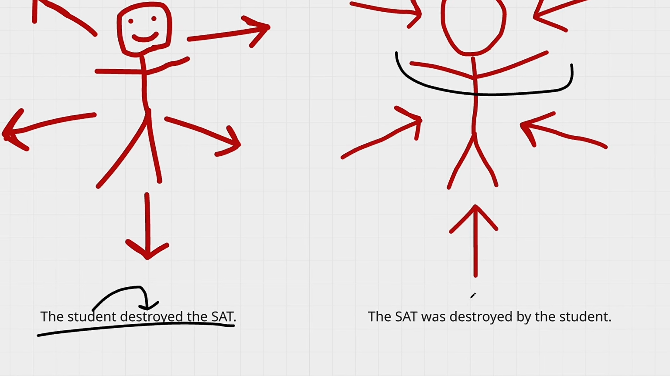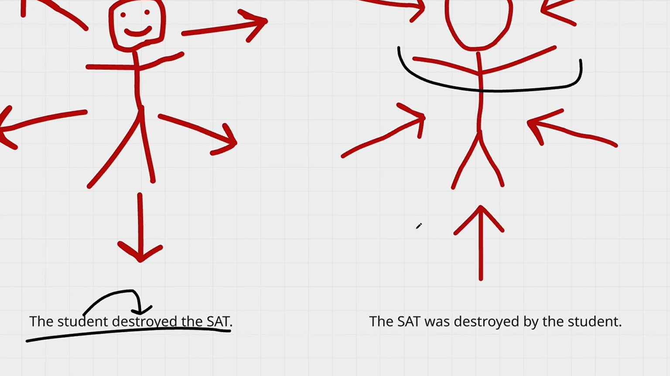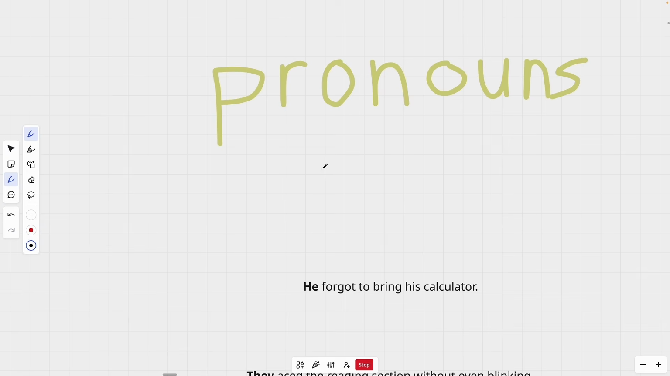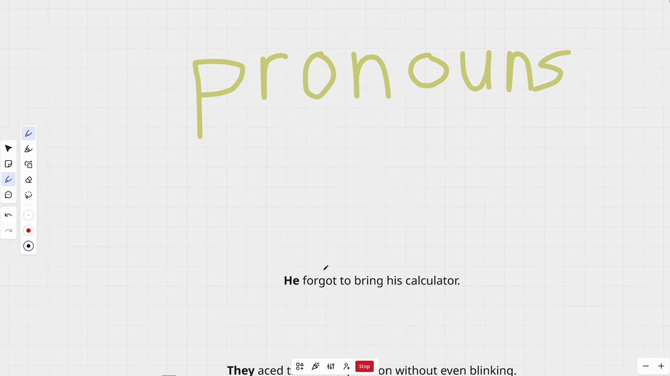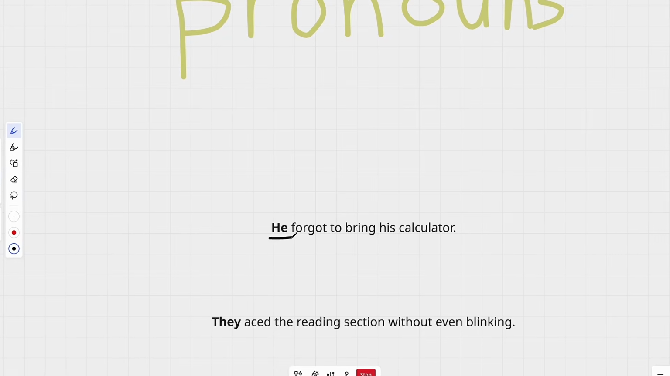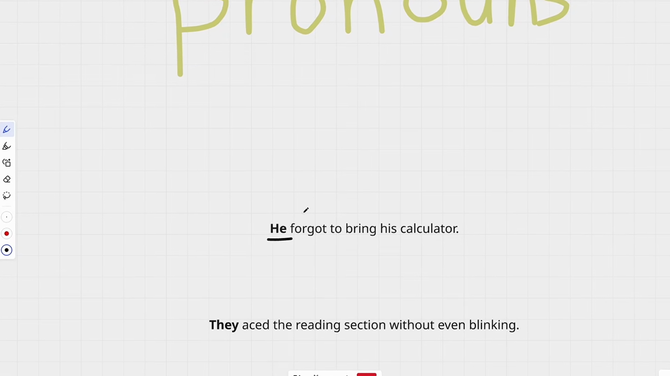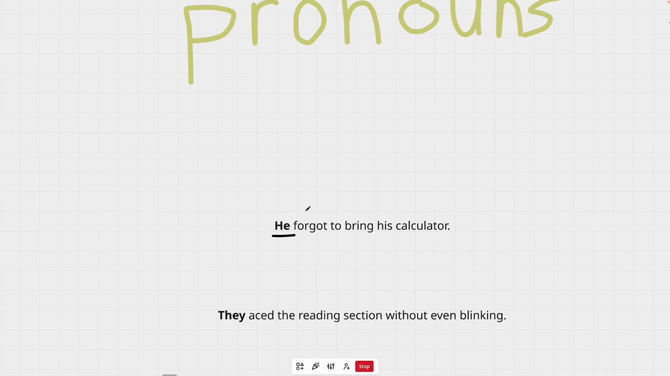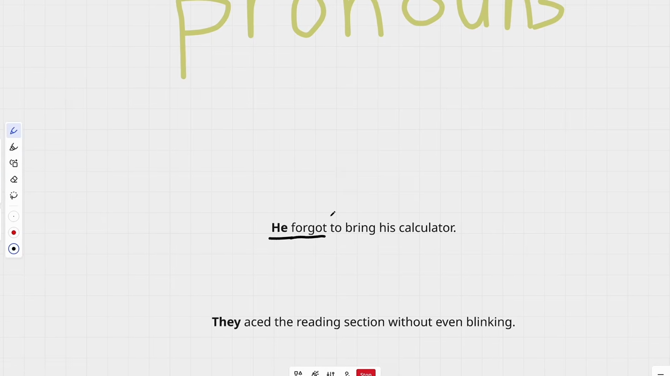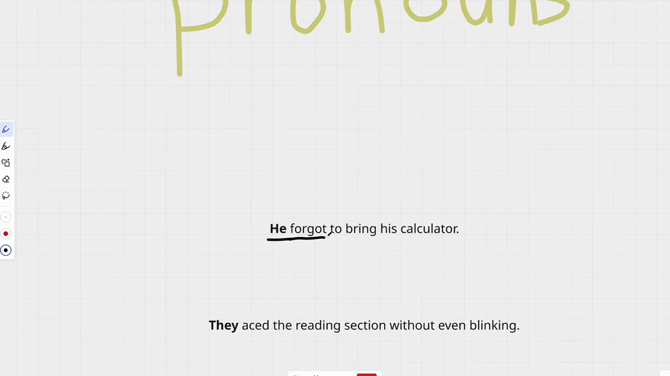The SAT was being destroyed, so essentially that was having an action done on it rather than it doing the action, and the action is being destroyed. Let me just talk about pronouns real quick. Essentially with pronouns, you have to know whether it's going to be singular or plural. If you have a pronoun that's he, that's singular, and the same for she and it. Those are all singular pronouns. As a result, you have to keep the same kind of thing going with the verbs, making sure that they are singular verbs if you're using a singular pronoun.